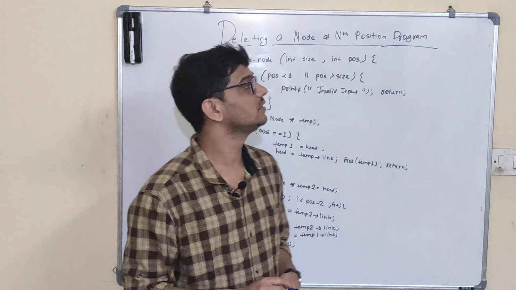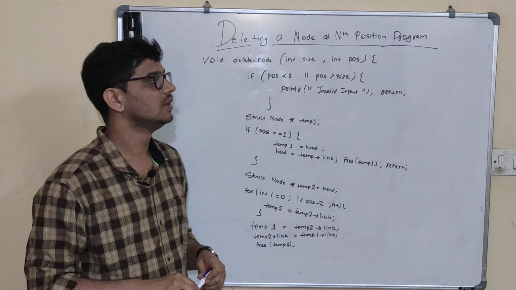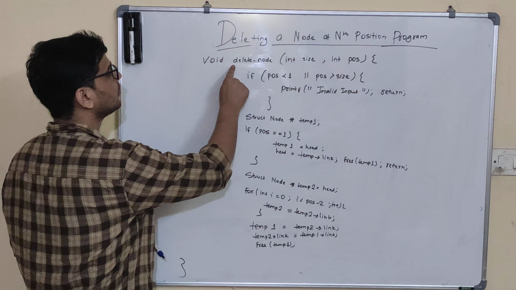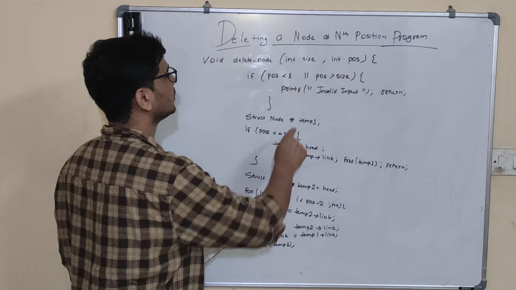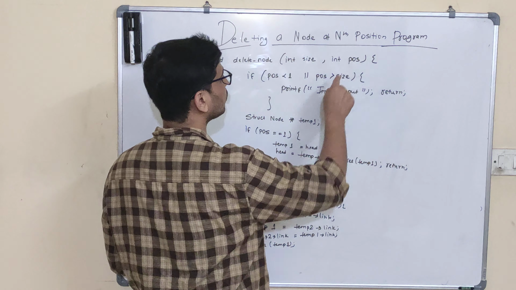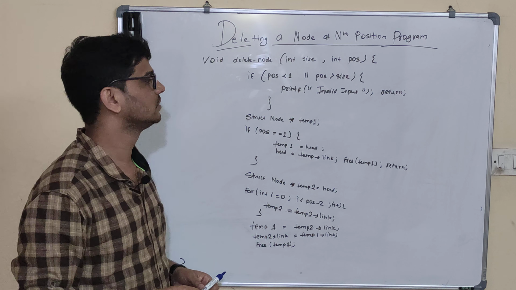Hello friends, in today's video we are going to see a program to delete a node at nth position in a linked list. As you can see here, I have created a function named delete_node. It is taking two parameters: one is size and second is pos. Pos means position and size denotes the size of the linked list.